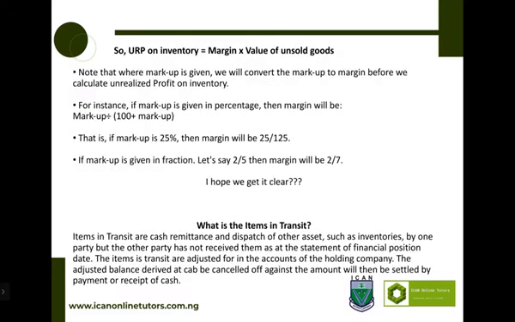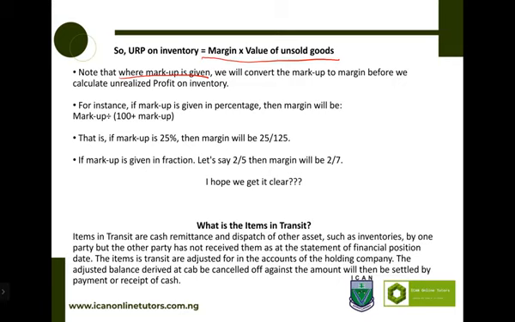Yes, we have it here. Unrealized profit on inventory equals margin multiplied by value of unsold goods. You all know that already. But where markup is given, which is this question, that is the main essence of bringing out the question. Note that where markup is given, we will convert the markup to what? Margin, before we calculate the unrealized profit on inventory. Are you linking it? Yes.